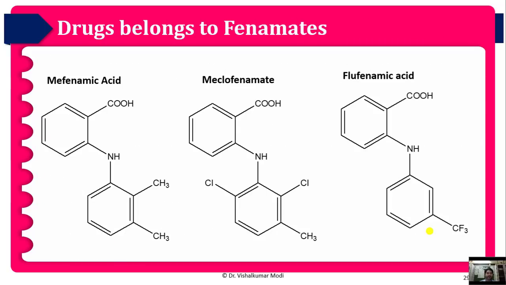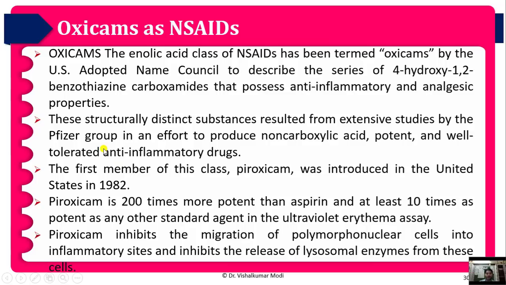Drugs belonging to the fenamate class are mefenamic acid, meclofenamate and flufenamic acid. So, the main ring which contains the carboxylic group is attached to another aromatic group with the help of a secondary basic nitrogen. Now, the fifth class of the non-selective COX inhibitors is oxicams.